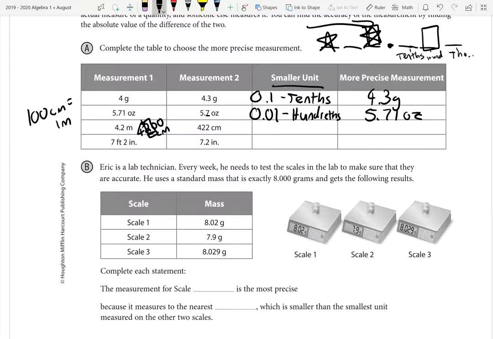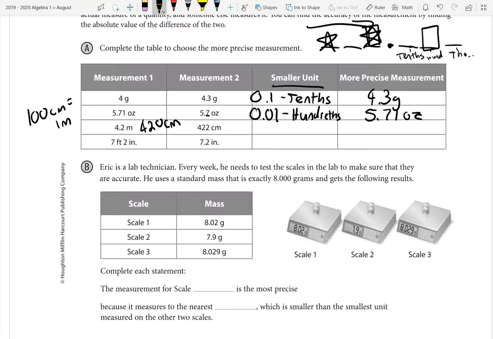I wrote the wrong number, by the way. 4.2 meters is 420 centimeters, not 4,200. I kept thinking 1,000 for some reason. I don't know why. Probably because I was so bothered about trying how to spell it earlier.